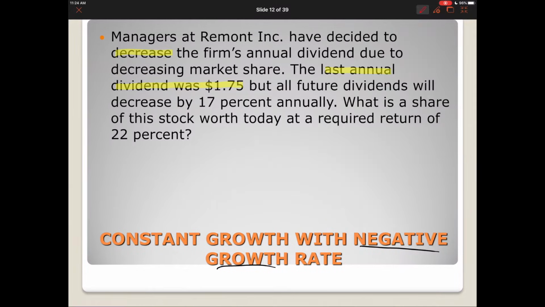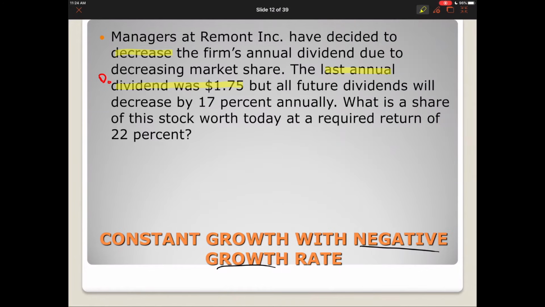So last annual dividend would mean that this is D sub 0, our last dividend that we know. And all future dividends will decrease by 17% annually. What is a share of this stock worth today at a required return of 22%? So once again, we have a constant growth assumption. Our constant growth is actually just a negative growth rate. So once again, current price is equal to the next year's dividend divided by R minus G.